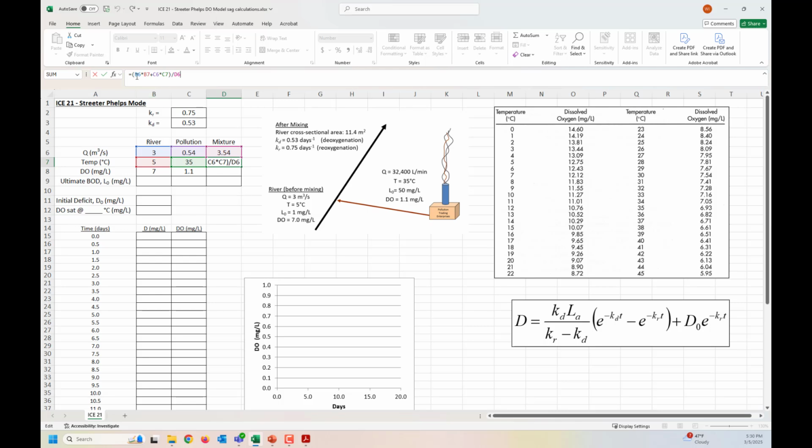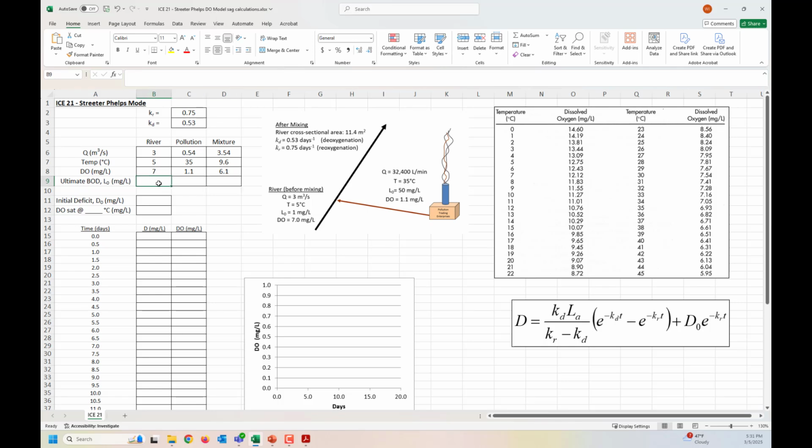If I'm going to drag it down, I'd want to anchor the references here to the flow rate and these. So with that anchored, I can drag it down, and now it is weighting the dissolved oxygen on the basis of the fixed flow rates. So, that's just kind of an Excel trick, so I didn't have to type that formula in again. So the mixture dissolved oxygen concentration, 6.1 milligrams per liter.